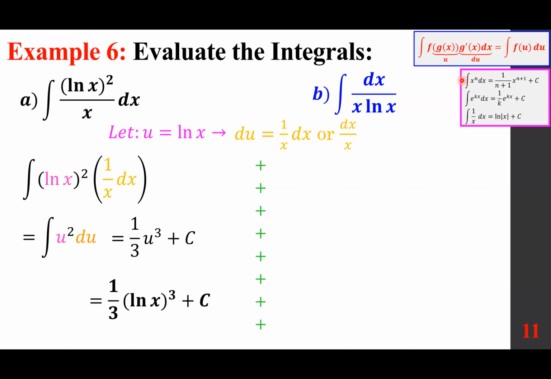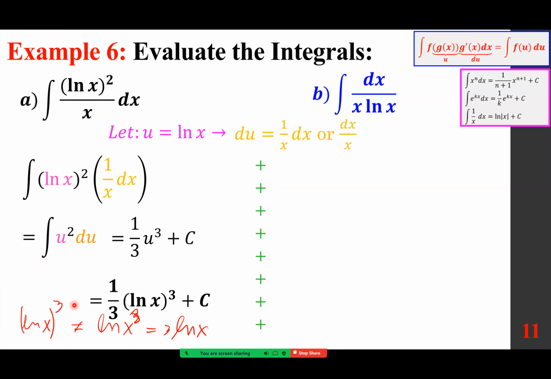Now, one thing I want to make a point of before we move on. ln x to the third is not the same as ln of x cubed. Those are two different things. This can be simplified to 3 ln x. They are not the same. Make sure you keep this in the parentheses.